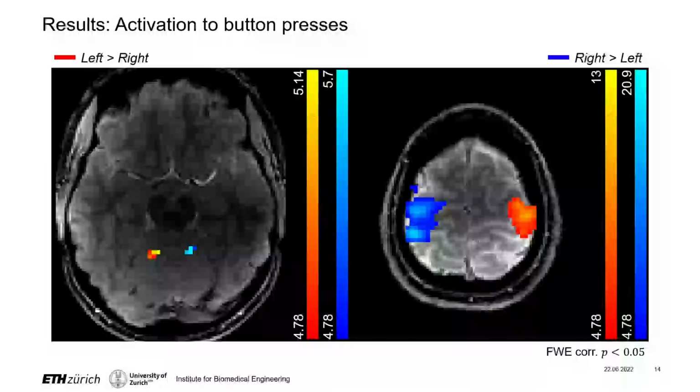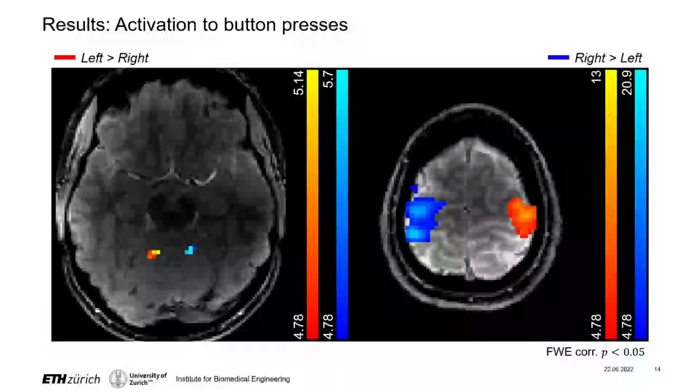So this is now the T-score map in relation to button presses, and we found activation in the primary somatosensory and motor cortex, which is what you see on the right. And we also find activation in the cerebellum. So all of this is not a surprise to us.